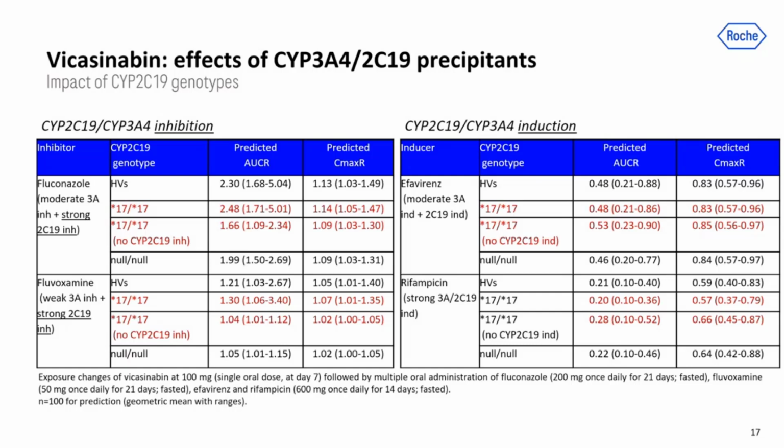And you can see some red characters, the star 17 populations, again, meaning increased CYP2C19 activity. Then we see that the AUC ratio of Vicasinabin has been predicted as 2.5-fold. However, if we switch off the CYP2C19 inhibition potential by fluconazole, this is one row below, then the AUC ratio predicted is 1.66-fold. So this means the obvious CYP2C19 inhibition DDI plays a role. However, again, this difference is 2.5-fold and 1.7-fold.